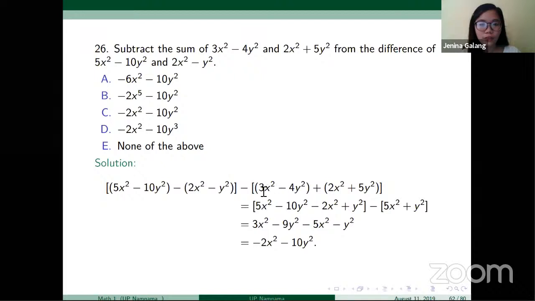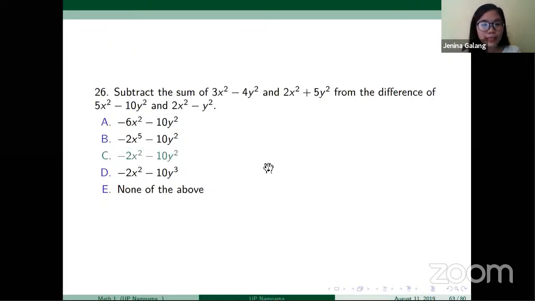And dito, combine like terms, 3x squared plus 2x squared, we have 5x squared. And 5y squared minus 4y squared is y squared. So we have 5x squared minus 2x squared. We have 3x squared minus 9y squared. And distribute nyo ulit yung negative sign. We have negative 5x squared and minus y squared, which is negative 2x squared minus 10y squared. So letter C.